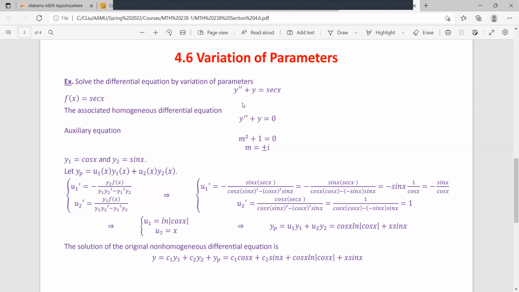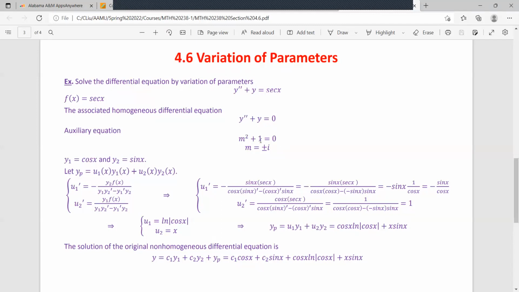Again, we have to solve the associated homogeneous differential equation. We put the right hand side equal to 0, so that becomes y double prime plus y equals 0. And again, you solve it by letting y equal e to the mx, plug into the equation, and then do a little simplification. Then we get the auxiliary equation m squared plus 1 equals 0. We have done this so many times, so I'm not going to repeat the details.